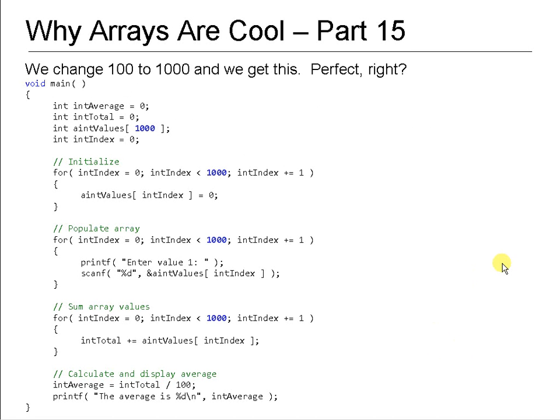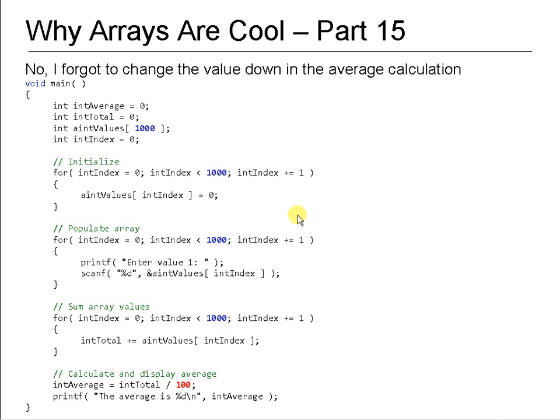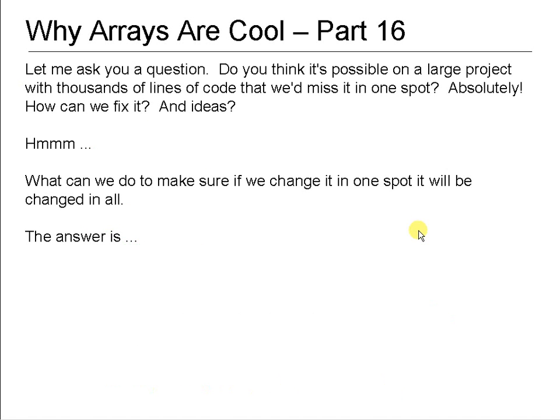We change 100 to 1,000, and we get this. Perfect, right? So we put 1,000 here, 1,000 here, 1,000 here, 1,000 here. We're done. Nope. Oops. No, it's not perfect. I forgot to change the value down here for calculating the average. Let me ask you a question. Do you think it's possible on a large project with thousands of lines of code that we'd miss it in one spot? Absolutely. How can we fix that? Any ideas?